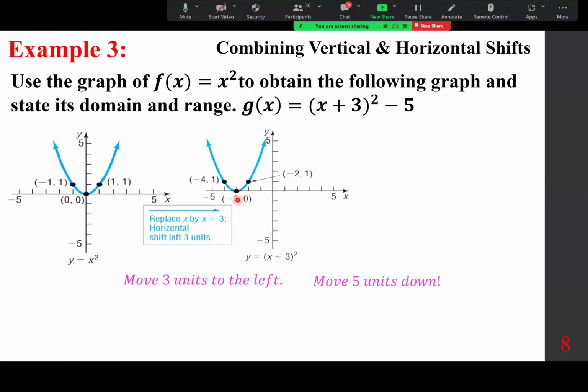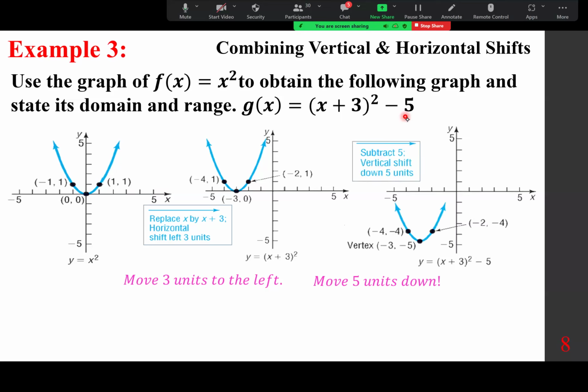For example, 0, 0 is now -3, 0. And over here, we bring it down, it becomes -3, comma, -5, just as an example. So subtract 5 from the y coordinates of these 3 points, just as an example. 1 minus 5 is -4. Okay. And this is minus 3 minus 5.